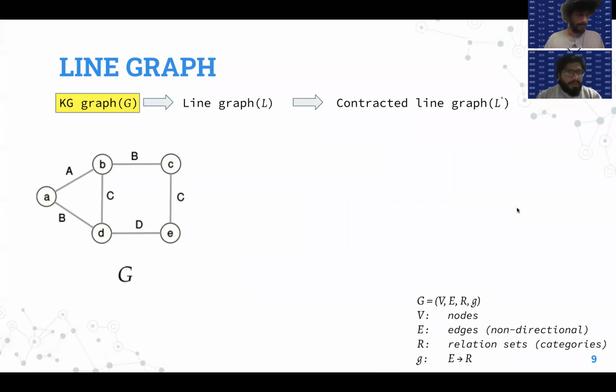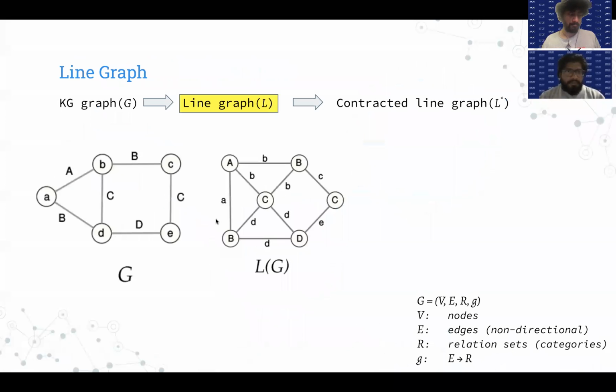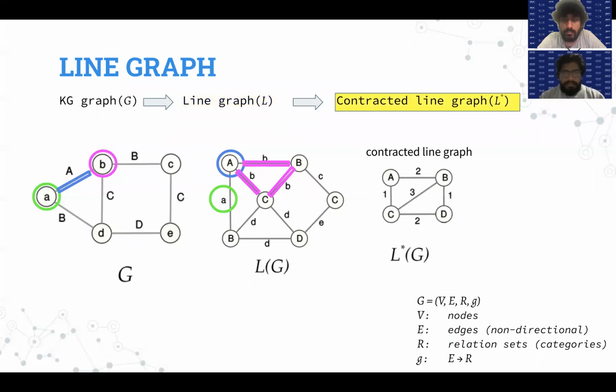So let's look at what a line graph is. We start from a knowledge graph, and there's an example graph here, and then we switch the nodes and edges so that we get the line graph. And in the line graph, we have a demonstration here. Once we have the line graph, we remove the duplicate edges so that we can have a contracted line graph, which is going to have weighted edges.